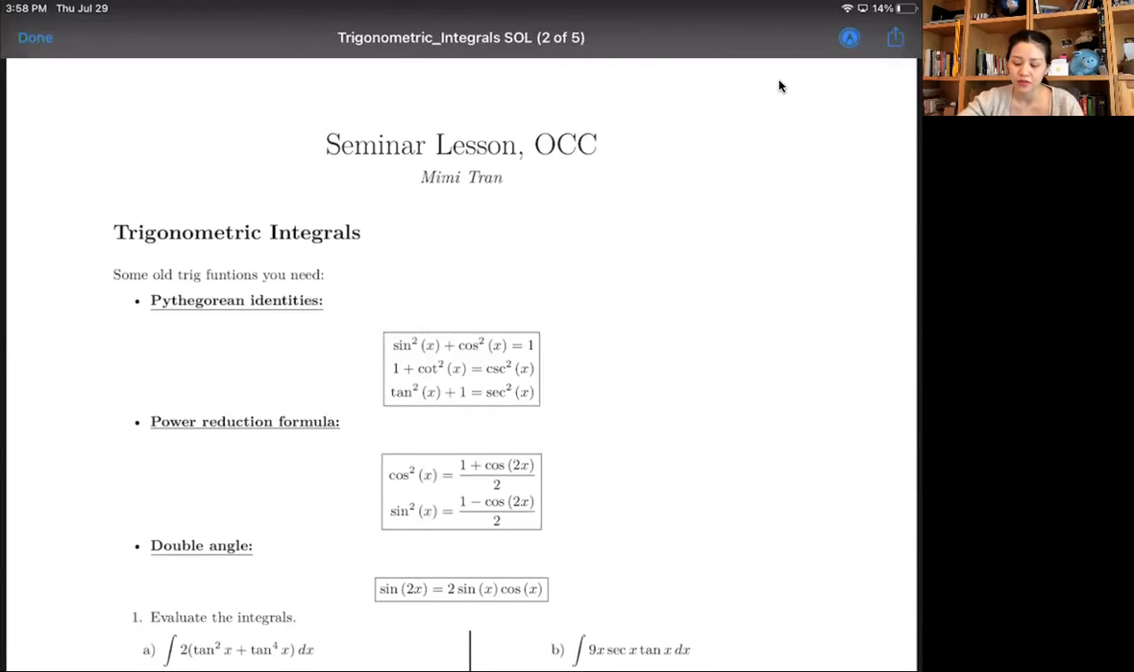Hi everyone. In today's seminar lesson, I'm going to walk you through some examples of how to solve trigonometric integrals.